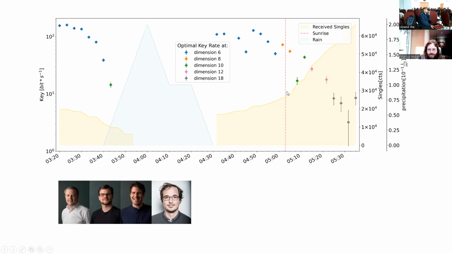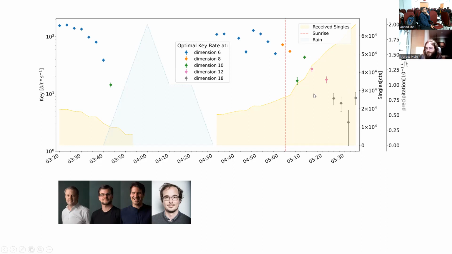And then the sun really comes up. Here is sunrise. And you see that as the sun rises, the optimal coding dimension with the most key actually increases to higher dimensional systems. And with dimension 18, we're able to measure until 6 a.m. This was in summer. We're quite up north, so this was already full daylight. And we could prove that the qubit encoding did not give us any key anymore.